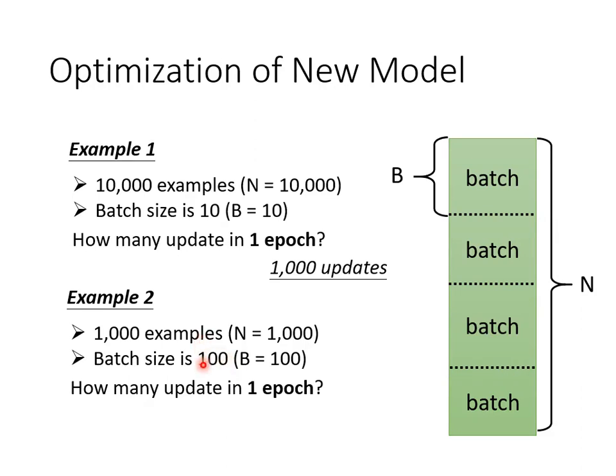1,000 examples. The batch size is set to 100. How many times are its parameters updated in an epoch? 10 times. So when someone tells you that he or she did an epoch of training, you actually don't know how many times the parameters are updated. Maybe 1,000 times. Maybe 10 times. It depends on how big its batch size is.